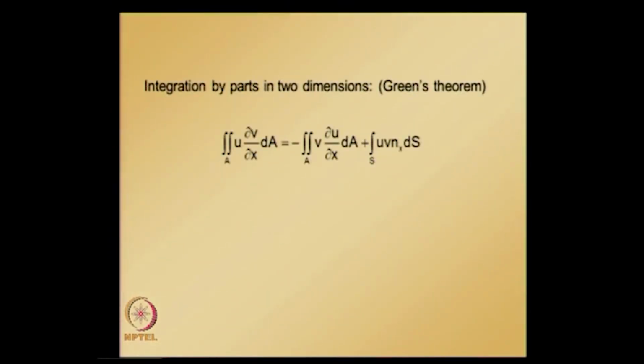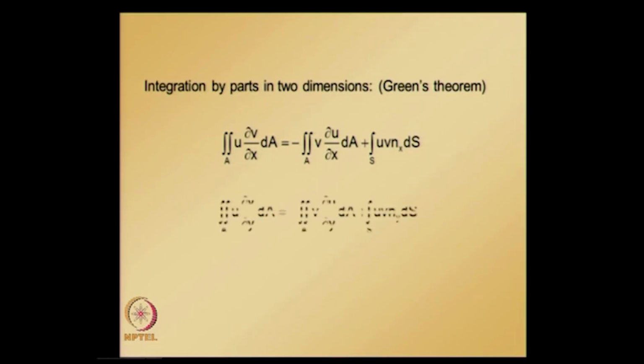So, these are the two identities: integration by parts in 2 dimensions, which is also called Green's theorem. The integral of u times the partial derivative of v with respect to x integrated over A can be written as minus v times the partial derivative of u with respect to x integrated over A, plus u times v times the x component of the unit outer normal to the surface, integrated over the surface.